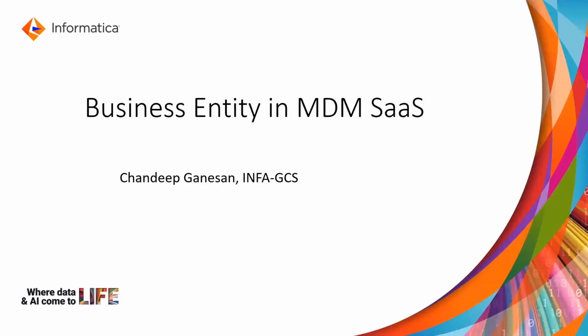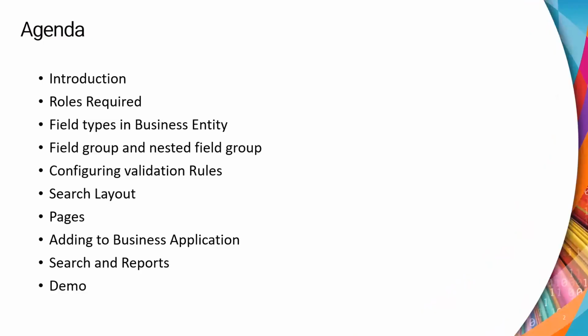In this video, we are gonna see how to create business entity in MDM SaaS. We will start with introduction, followed by roles required to create business entity, understanding field type and creating field group including nested field group, then by configuring validation rules to ensure data integrity, setting up search layout and page to view records, post that adding created search layout and pages to business application, enabling fields for search and reports. We will be finishing the video with our quick demo.